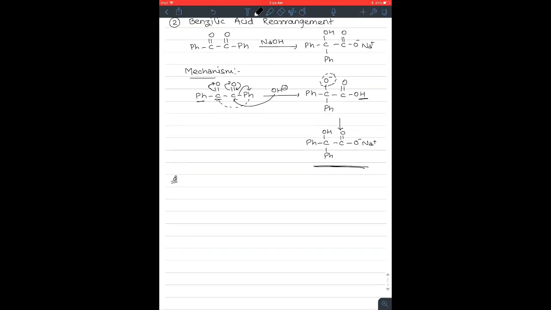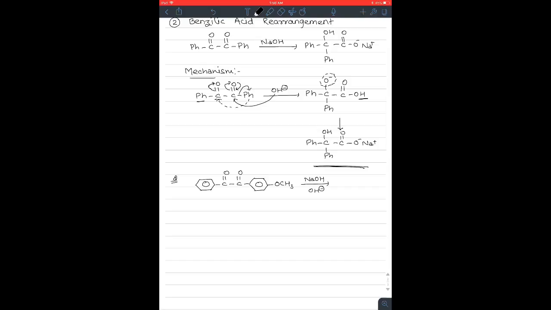Now let's do one question on this benzilic acid rearrangement. Let us suppose we have this compound: one benzene ring with C double bond O, single bond, C double bond O, and another benzene, and at para position we have OCH3, and this compound is treated with NaOH. Now in this, what should be our approach?